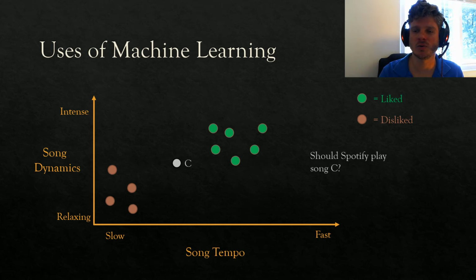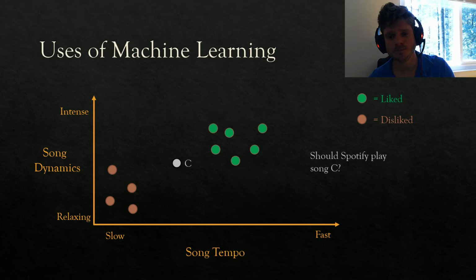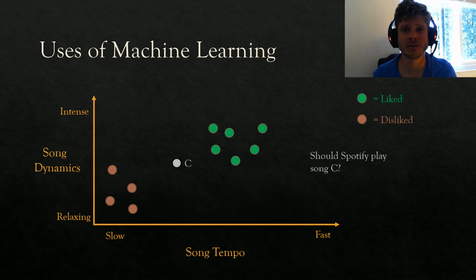confusing scenario. What about this song C? This song C looks like it's kind of right in the middle between the songs I liked and the songs I disliked. Should Spotify play this song? Well, how am I going to tell a computer how to recognize whether it should play this or not? Well, what we're going to use is what's known as the k-nearest neighbor algorithm. And it's actually an incredibly simple idea.